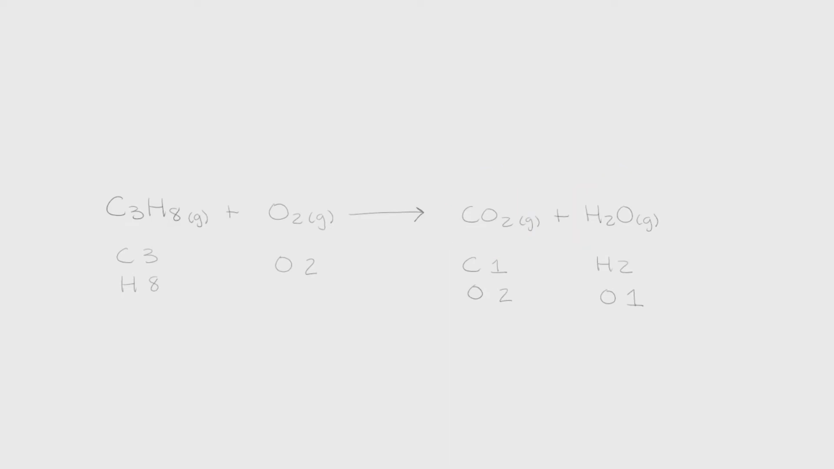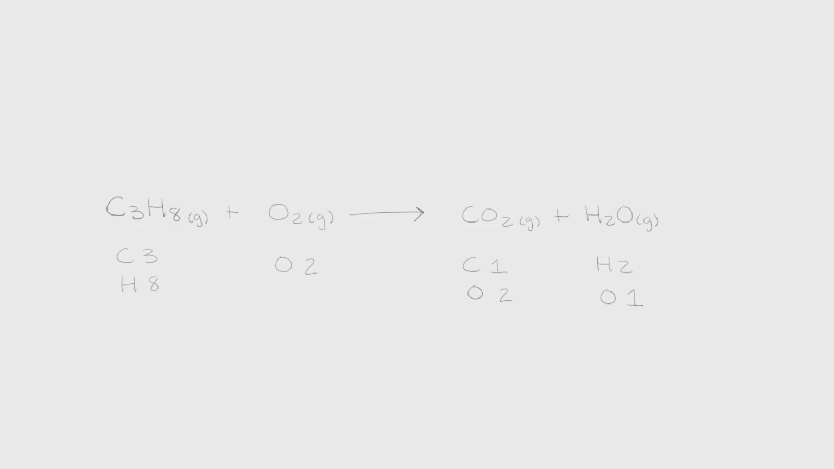Oxygen, however, appears in 2 locations on the product side, in CO2 and in water. Furthermore, oxygen exists as a free element on the reactant side, so we will balance oxygen last. This order helps to minimize some of the back and forth that can happen with balancing equations. So we'll balance our carbons first.